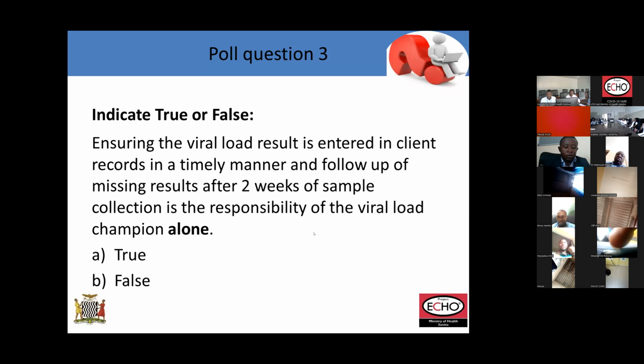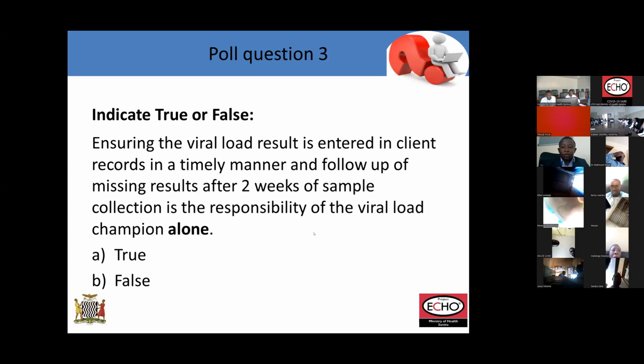Right, I'll give it a few more seconds. We have quite a tremendous response from the network. We are just shy of 70% participation, which is very rare. So we are hoping to see one more or a few others participate. I'll repeat the question as I am preparing to end the poll. Ensuring the viral load result is entered in client records in a timely manner and follow-up of missing results after 2 weeks of sample collection is the responsibility of the viral load champion alone. Is this true or is it false?